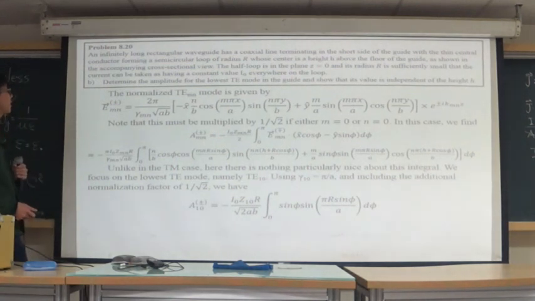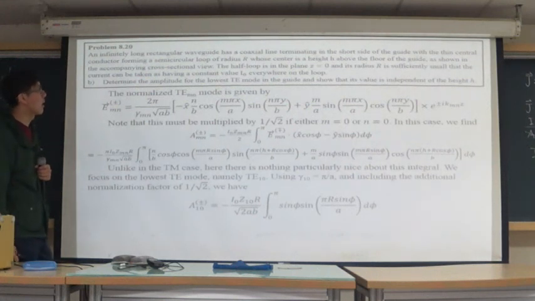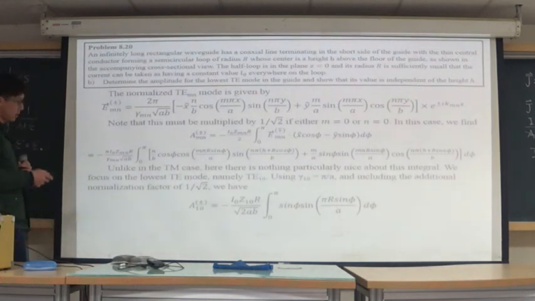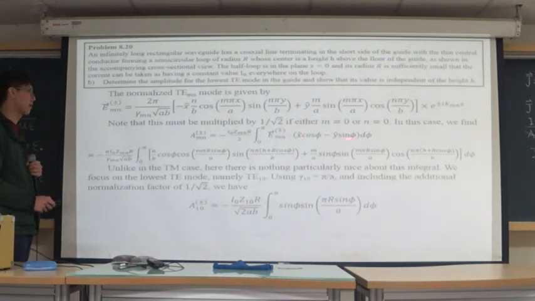Okay, for problem D, determine the amplitude for the lowest TE mode in the guide and show that its value is independent of the height H. The normalized TE mn mode is given by this. And note that this must be multiplied by 1 over root 2 if either m or n equals 0, in this case. We find the amplitude, because for our half loop current, this term is our half loop current.